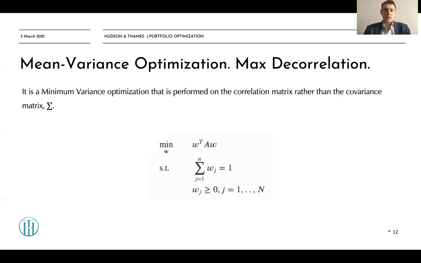The final way of finding the mean variance solution is the so-called max decorrelation. It is a minimum variance optimization that is performed on the correlation matrix rather than the covariance matrix. So instead of just using the covariance matrix, we use the correlation matrix. We multiply our transposed weights by the correlation matrix and by the weights vector, and we would like to minimize that. This is called a max decorrelation type of problem.